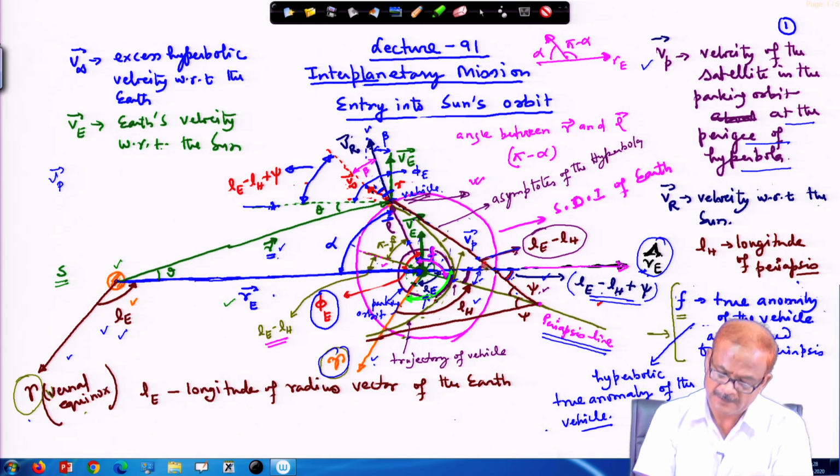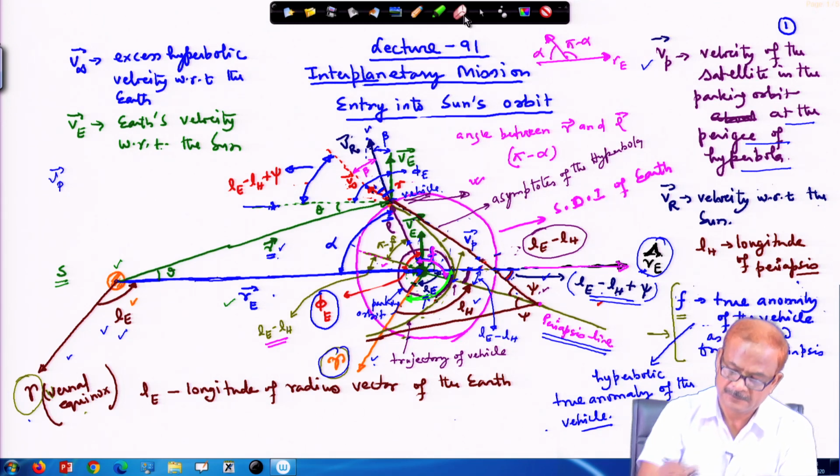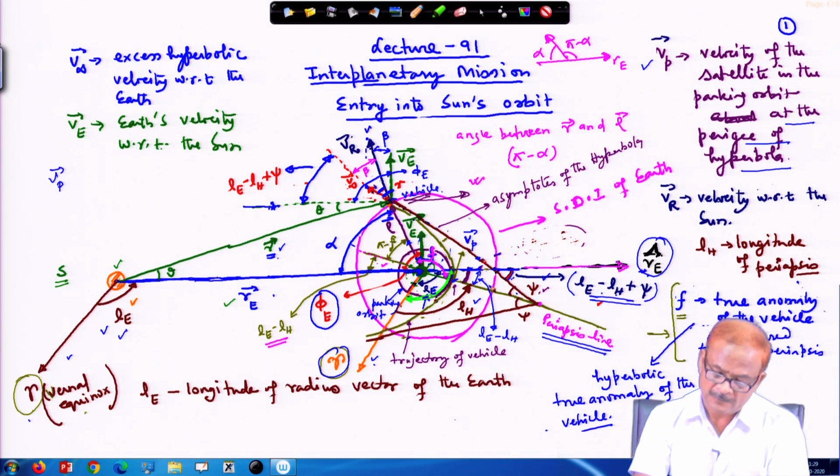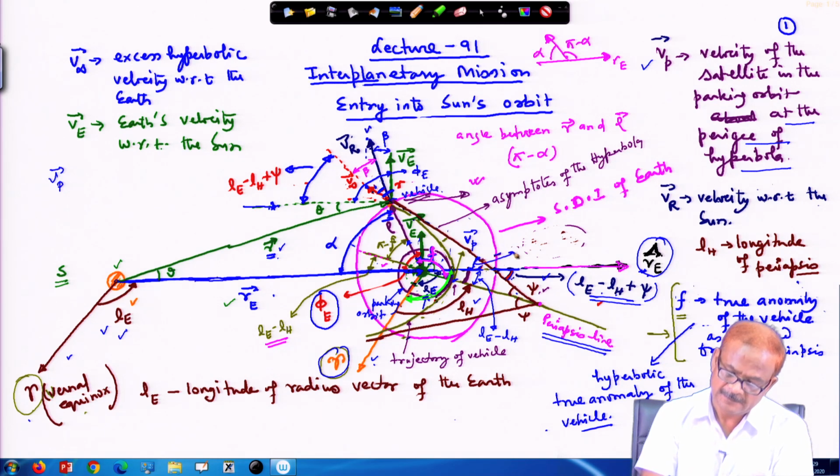We have shown this part, I am removing this line. I will show this part here as LE minus LH, and remove this from this place for clarity purpose. Okay. So, this angle which is the vertex angle, then this becomes LE minus LH plus psi.